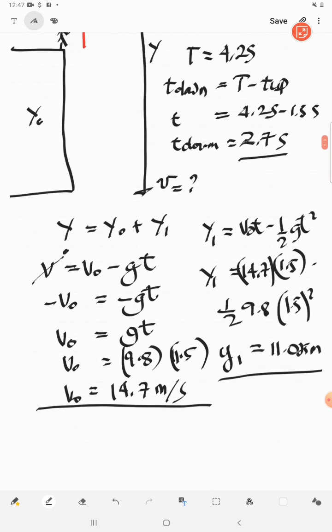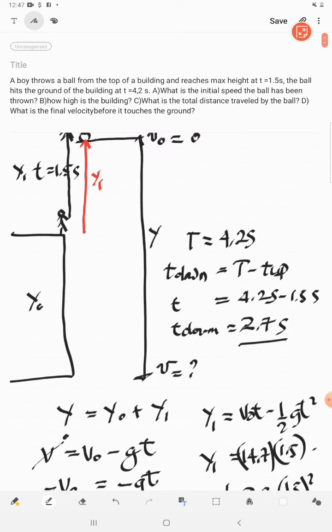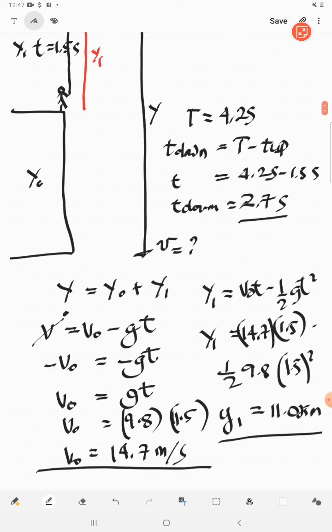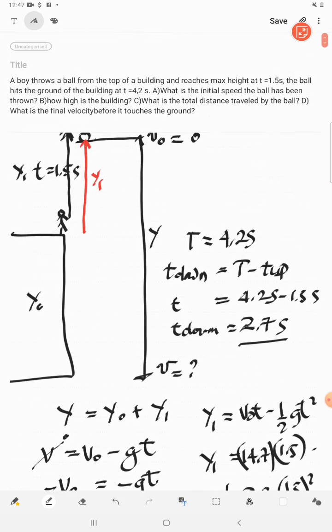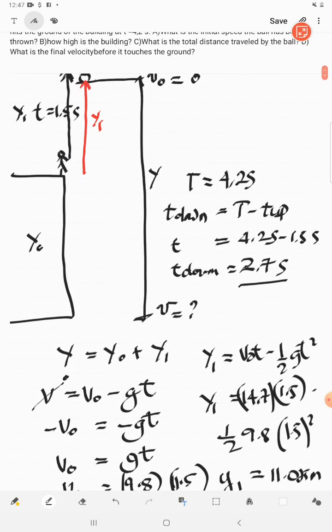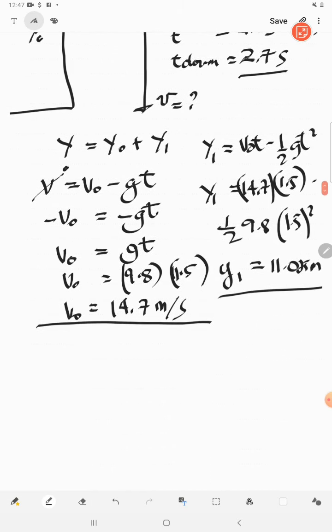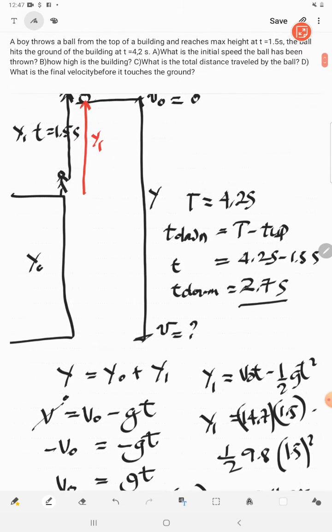So now our next problem is to find how high is the building. So what is y naught? In order for you to do that, you can easily find this by simply getting the total height. So the total height is y. Y is simply equal to V naught T minus 1 half GT squared. So to find that, we need to find this T here. What is the T here? The T here is simply equal to 2.7 seconds.